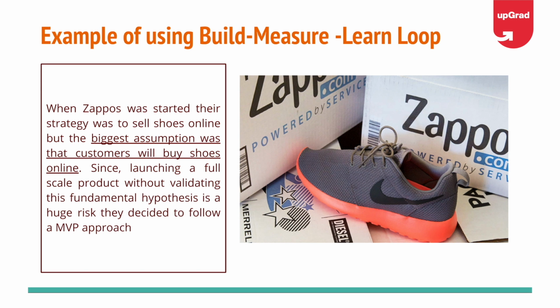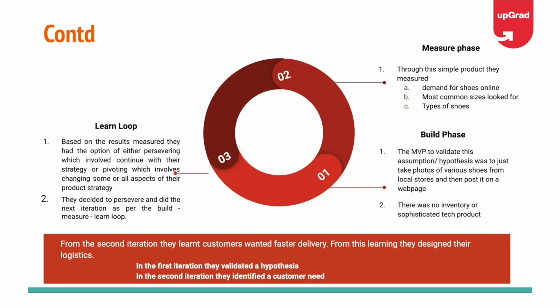They could have built a massive product, which would have been a huge risk. Because let us say if customers actually do not want to buy online, then all of it would have been a waste. Or they could have gone with an MVP approach. Realizing that unless they actually validate this fundamental hypothesis that customers will actually buy shoes online, trying to build a full scale product is a risk, they decided to follow an MVP approach. How do they go through this process using the build, measure, learn framework?